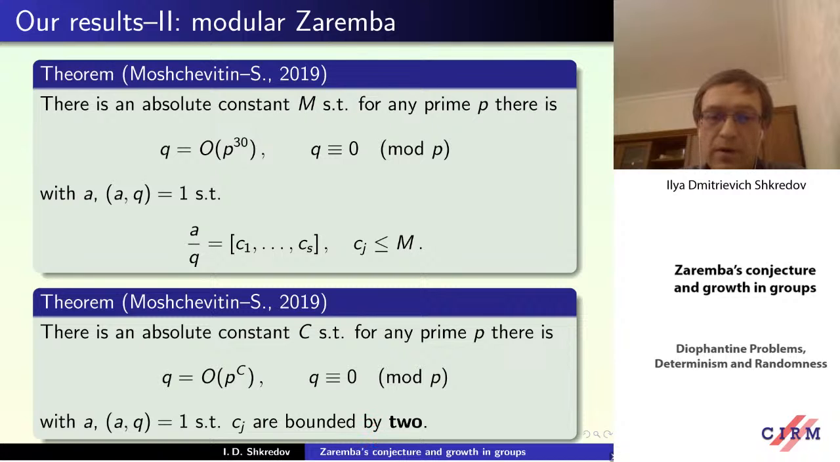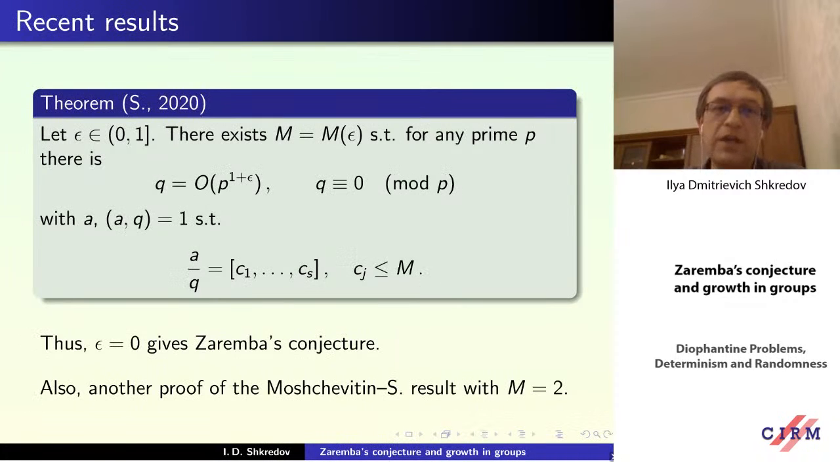Yes. So a new result of mine is the following. For any epsilon, there is a constant m dependent on epsilon only, and for any prime p, I can find q, which is comparable with p, such that all partial quotients of a over q are bounded by m. So you see that it's somehow the limit of the previous method. Epsilon equals 0 gives us the Zaremba conjecture, literally.